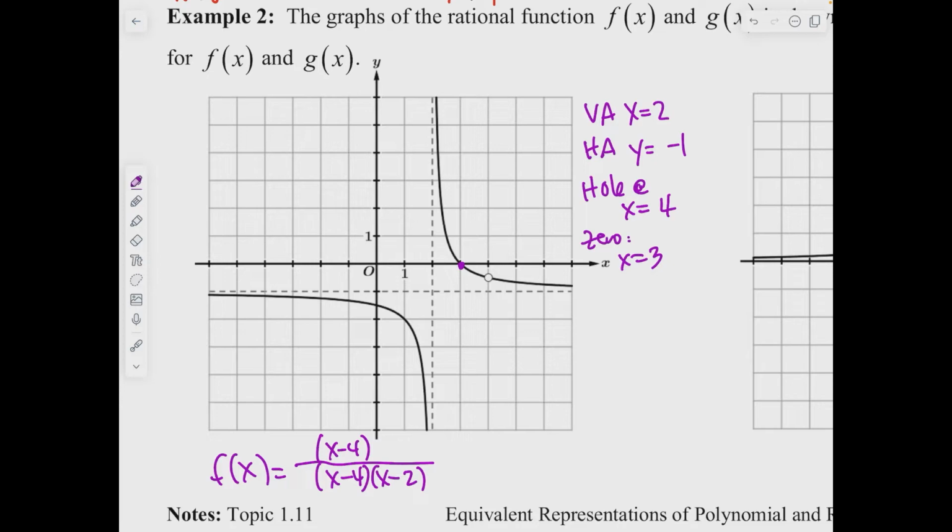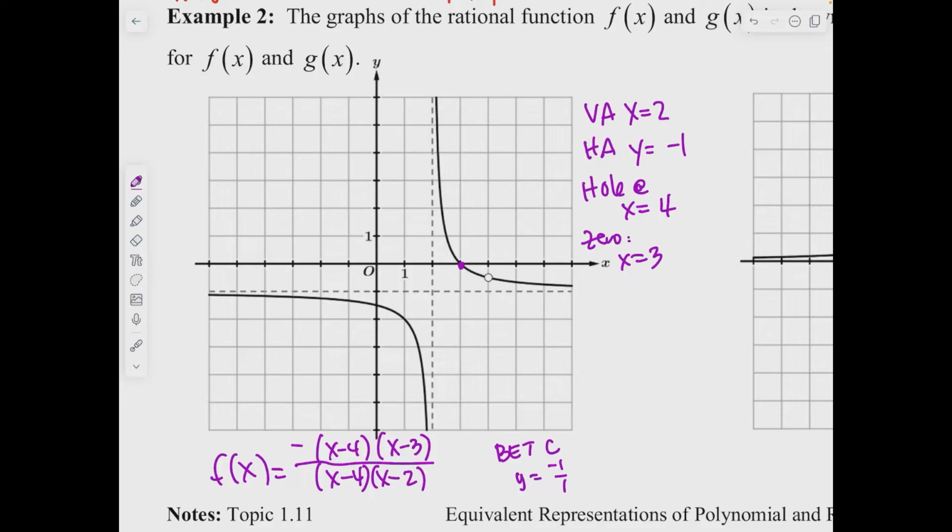Because I have a 0 at x equals 3, I know x minus 3 should be in the numerator. Okay, and then the last thing, because I have a horizontal asymptote at y equals -1, that means that the bottom degree is equal to the top degree. So I notice that I have x squareds on the top and the bottom. And so my coefficients should be negative 1 over 1, on top or bottom.